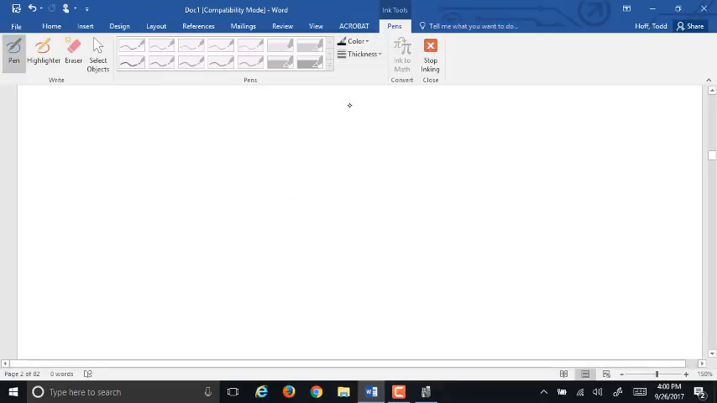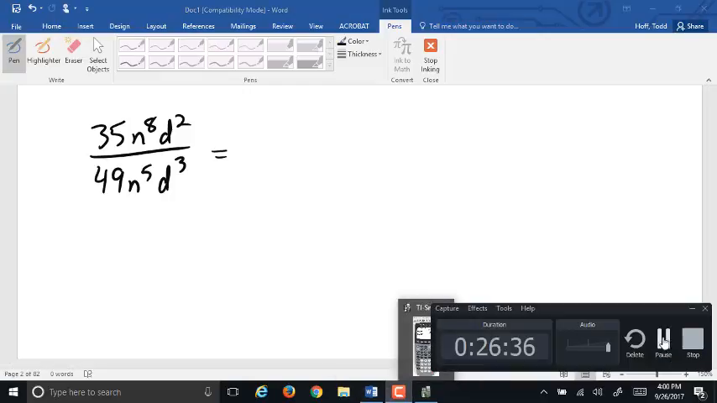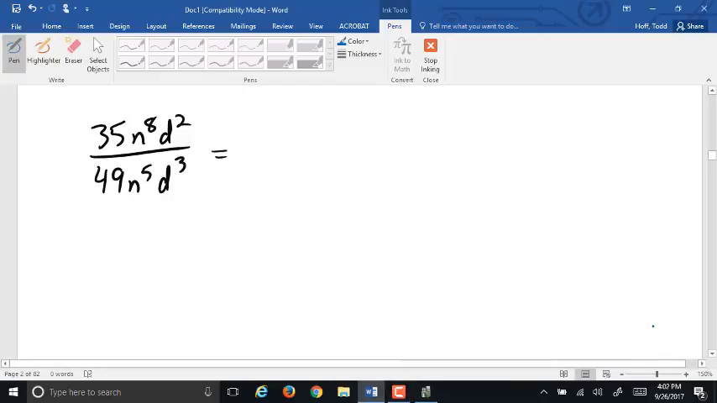Let's take a look. Let's do one more big example here. Like 35 n to the 8th d squared over 49 n to the 5th d to the 3rd. I'm going to have you try that one in your notes. We'll discuss it. So if we factor the 35 n to the 8th d squared, 35 factors into just 5 times 7.